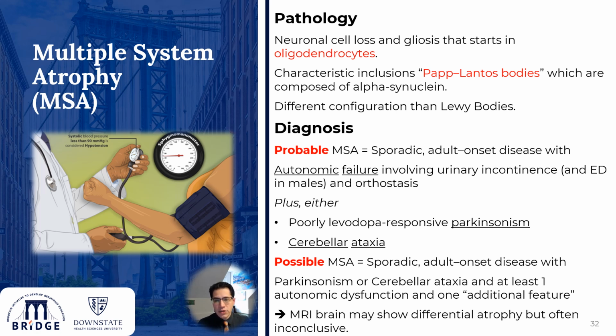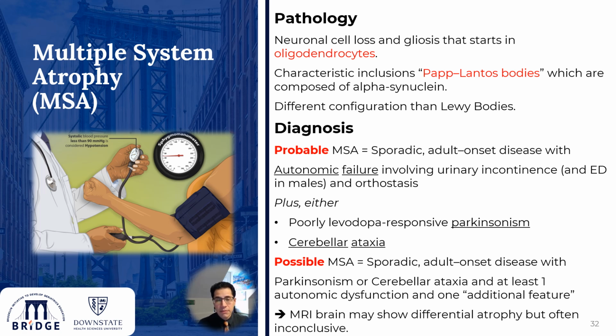So the diagnosis is based on the number of features that we have. With a probable multiple system atrophy, we should see an autonomic failure involving urinary incontinence and significant orthostasis, plus either Parkinsonism that doesn't respond to levodopa or cerebellar ataxia.